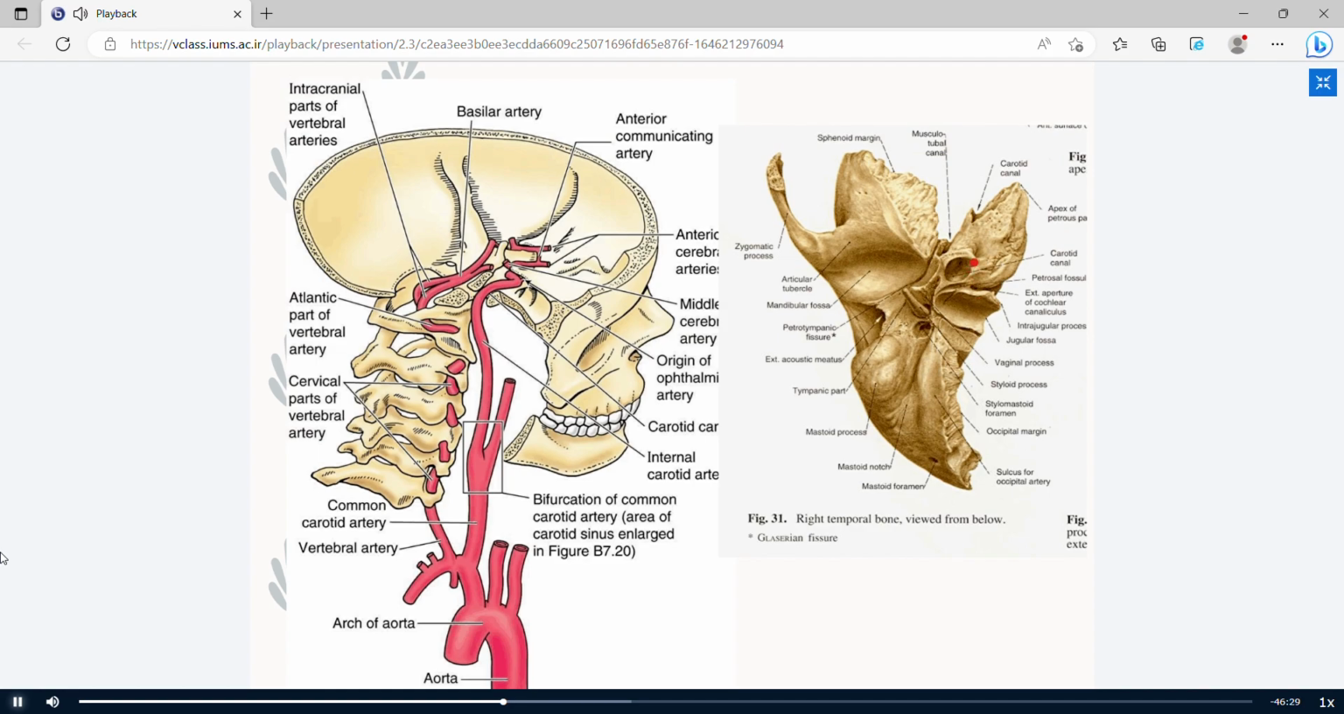This is the opening for the carotid canal for passing the internal carotid artery in the petrous, and the internal carotid artery from the neck enters the skull through this foramen.